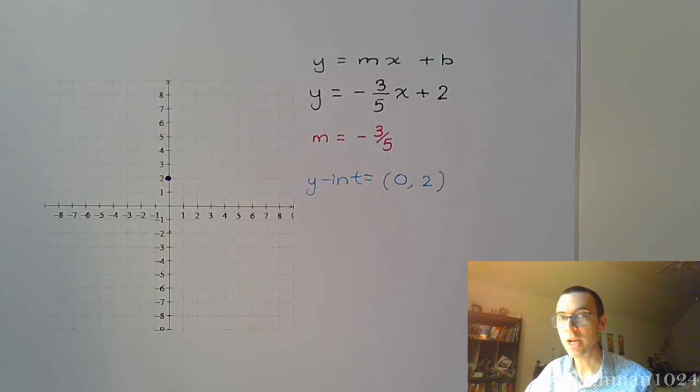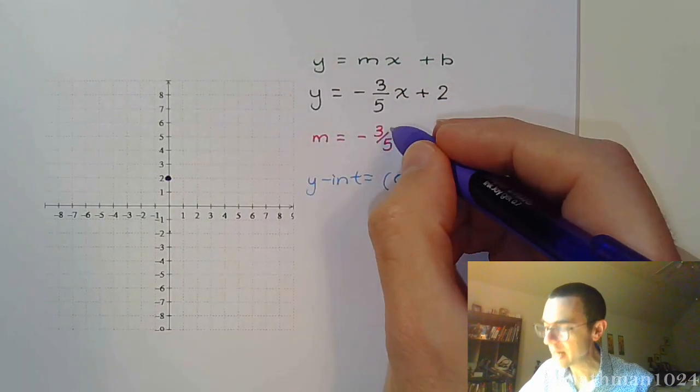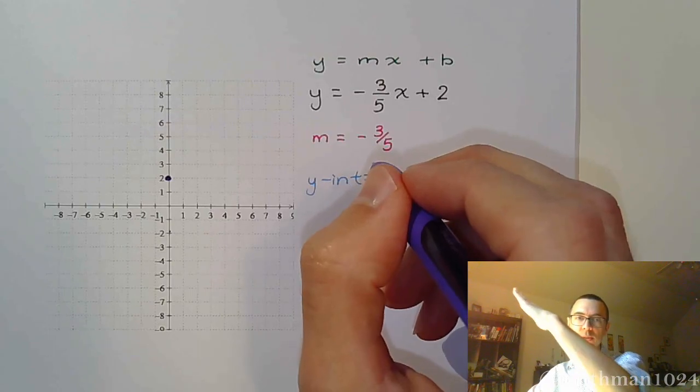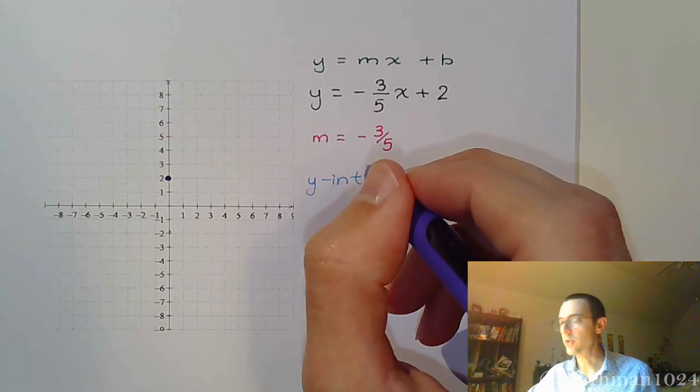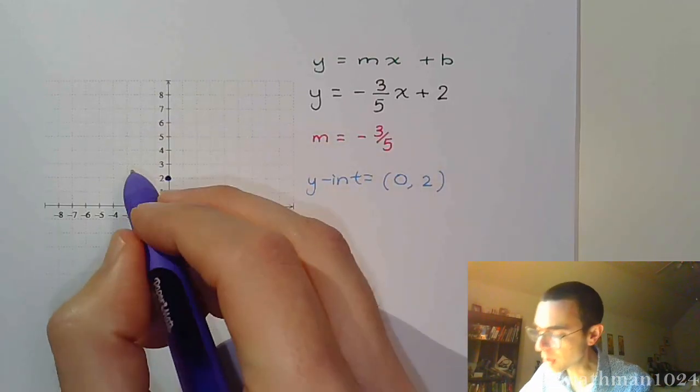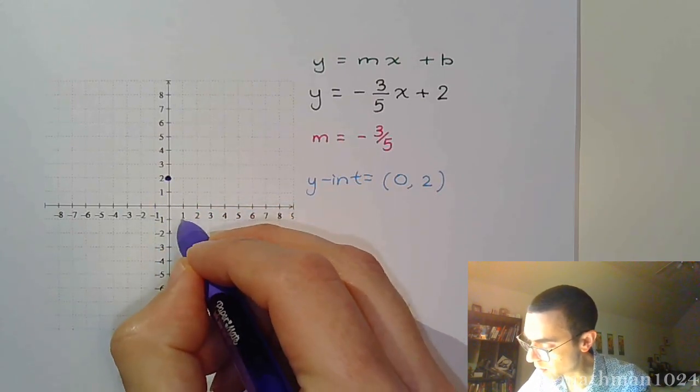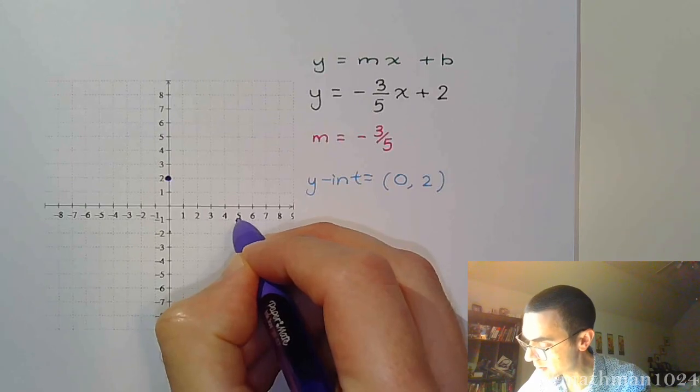And now we use the slope to get extra points. So this is a negative slope. And what that tells us is that from left to right, our line is supposed to be going down. It's supposed to be decreasing. So from here, go down 1, 2, 3, and then go to the right 1, 2, 3, 4, 5. Right here.